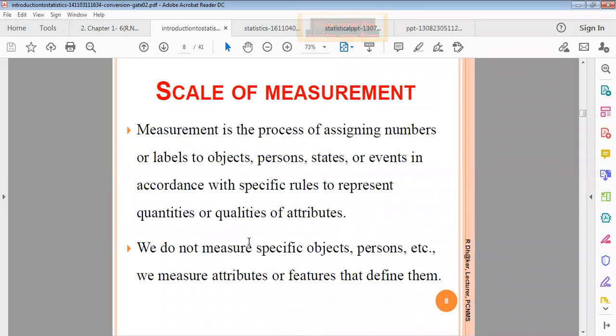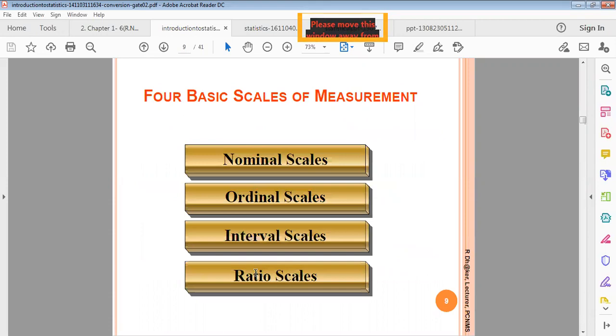Actually, what is measurement in statistics? Measurement is the process of assigning numbers or labels to objects, persons, states, or events in accordance with specific rules to represent quantities or qualities of attributes. We do not measure specific objects, persons, etc. We measure the attributes or features that define them, okay? Which is definitely what we have to measure.